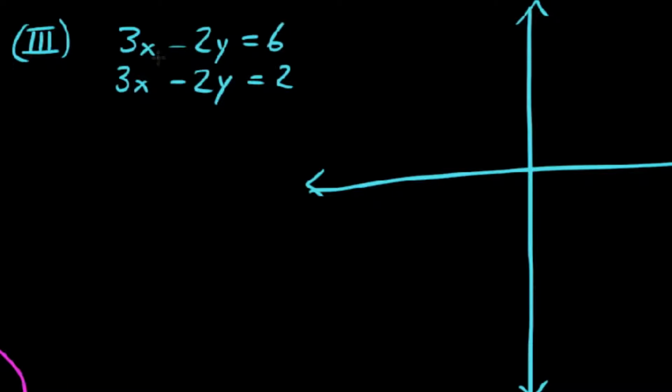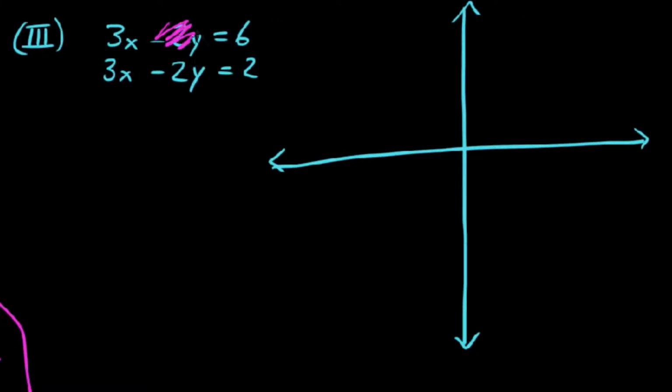We'll start by graphing it. If we plug in 0 for y to find where it hits our x, 3x equals 6, then it must hit our x-axis at 2. So we'll go over here, 2, draw on our dot.